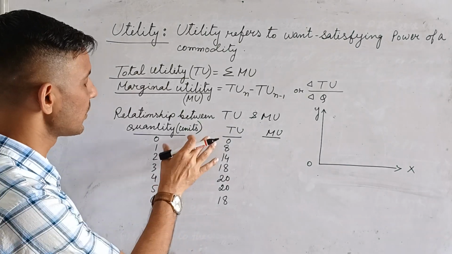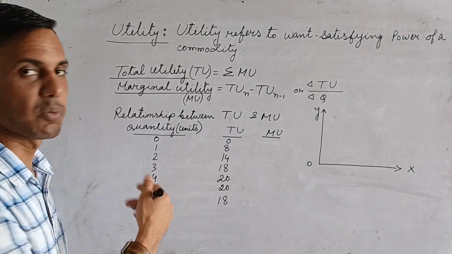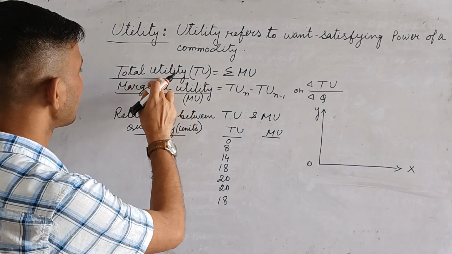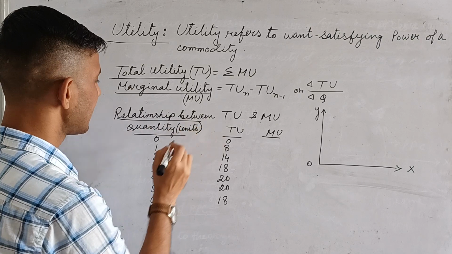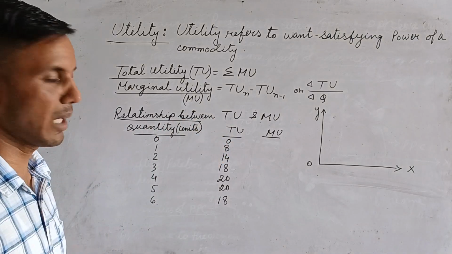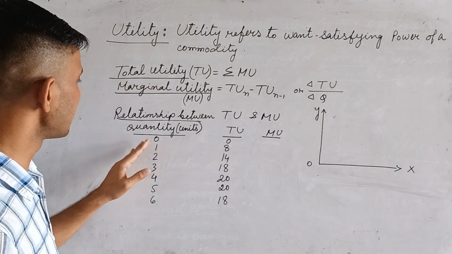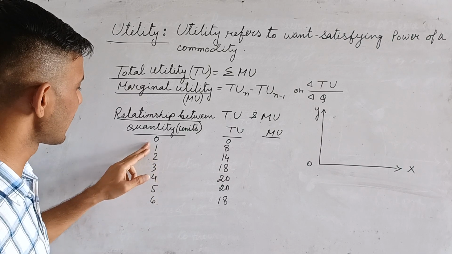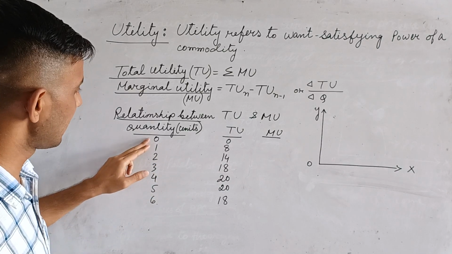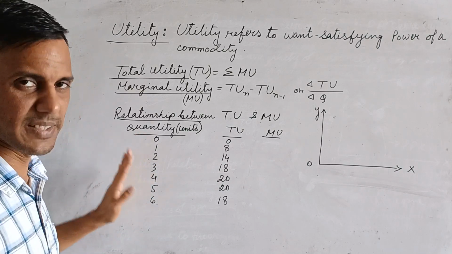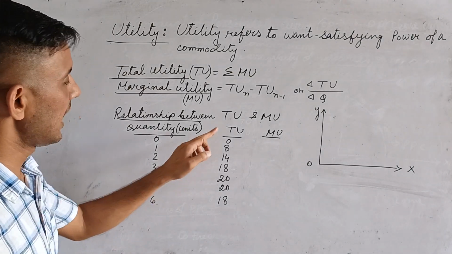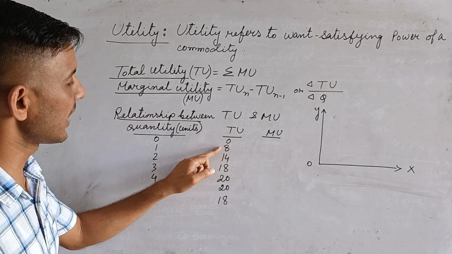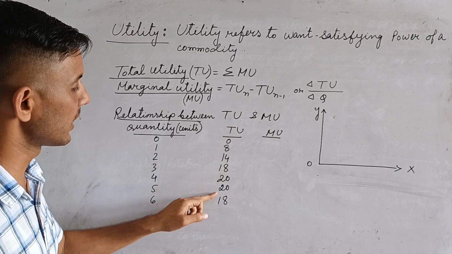So I will show you this table. It will be easy for you to understand the total utility and marginal utility. So for example, see here the relationship between TU and MU. Suppose I have assumed that the quantity in units was 0 to 6. Okay, we have just assumed. Then 1, 2, 3, 4, 5, 6. And the total utility is 0, 8, 14, 18, 20, 20, 20.